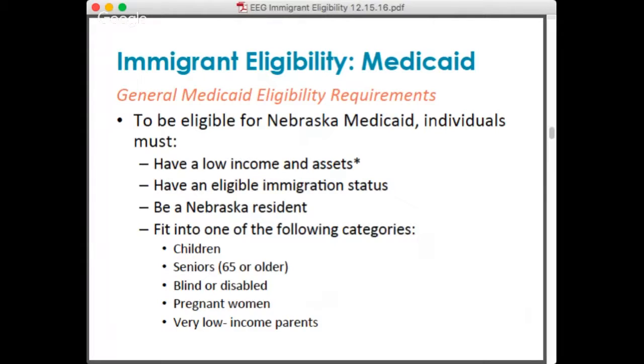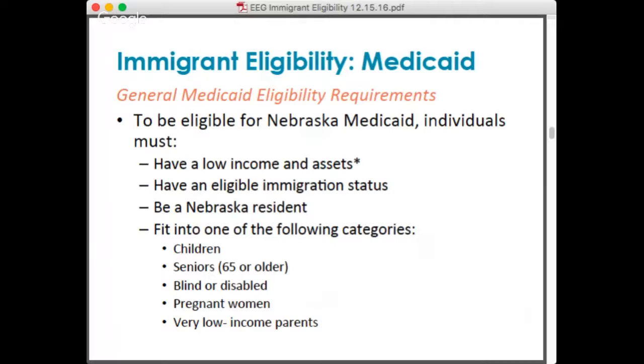The income varies based on category. That means depending on if you're a child or a senior or one of the other categories, the amount of money that you can earn and still be eligible for Medicaid is different. We'll get to those in more detail in a second, but that's what that means. You have to have an eligible immigration status, which we will also talk about in more detail.